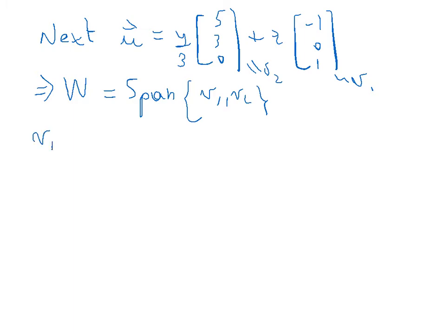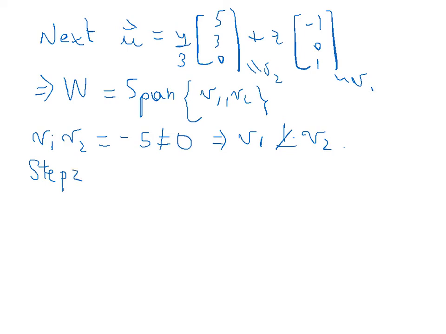You're going to see I chose this order just because it's simpler to do what I'm about to do next. I check next that if I take the dot product between v1 and v2, I end up with -5, which is not equal to 0. Therefore, v1 is not orthogonal to v2. Therefore, this basis v1, v2 is not good for using the orthogonal decomposition theorem. So I need to move to step 2. You may want to notice that step 2 is not necessary if the vectors are already orthogonal. But in this case, since they're not orthogonal, we need to do so.